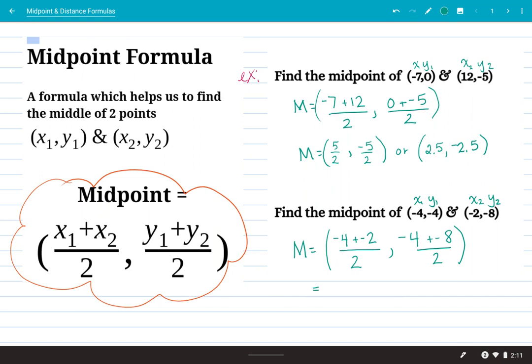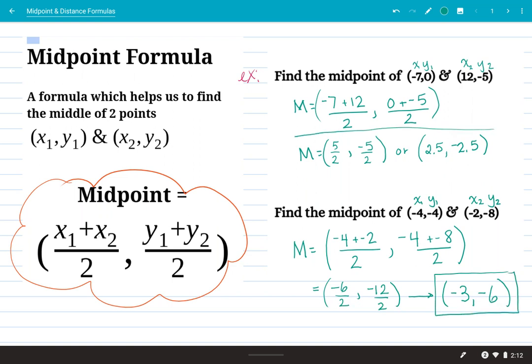Negative 4 plus a negative 2 is negative 6 over 2. Negative 4 plus a negative 8, negative 12 over 2. These we can simplify. So negative 6 over 2 is negative 3. And negative 12 over 2 is negative 6. And there are your answers for midpoint.